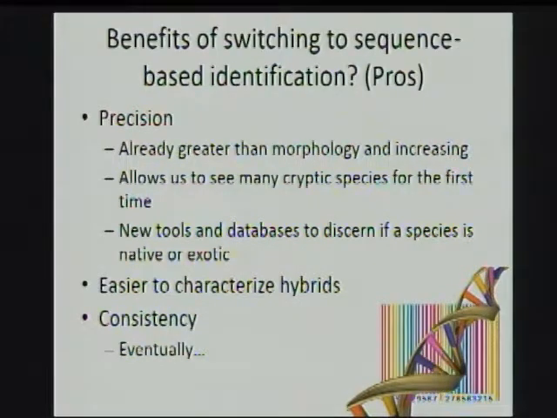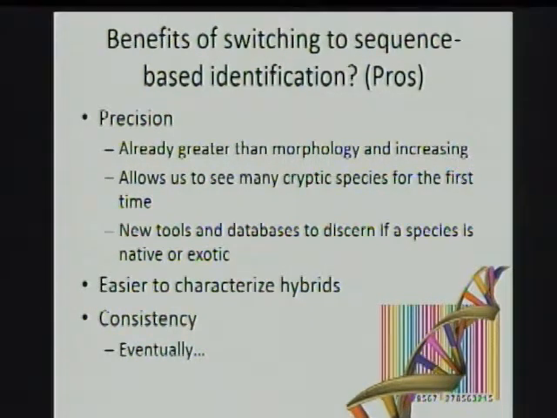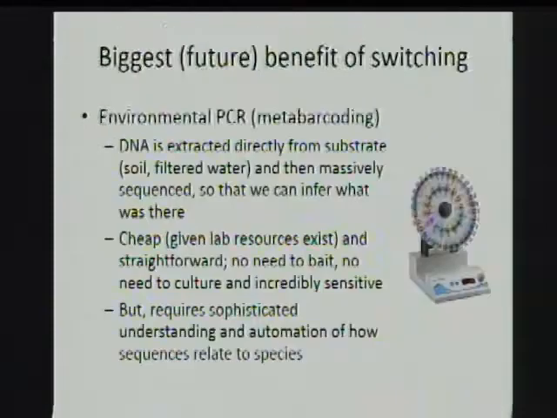So DNA is a great tool. Someday it will also give us something that it is lacking, which is consistency of species lists between researchers. And I think this is a place where we're really struggling, and I'm going to go into more about why that is. But before I get into that, I want to talk a little bit about going into the future, although the future is now.